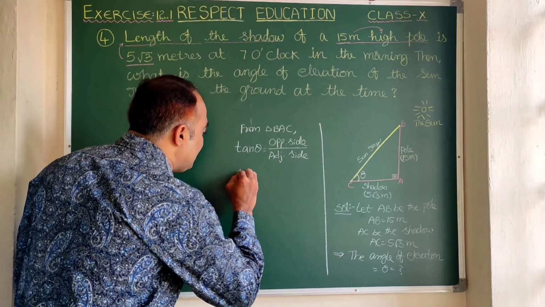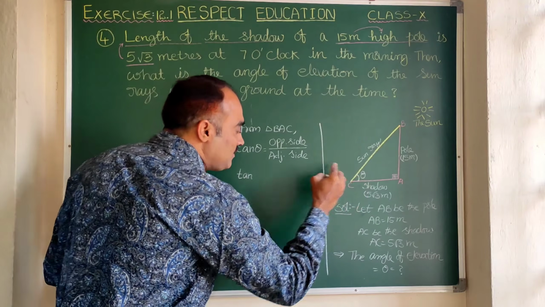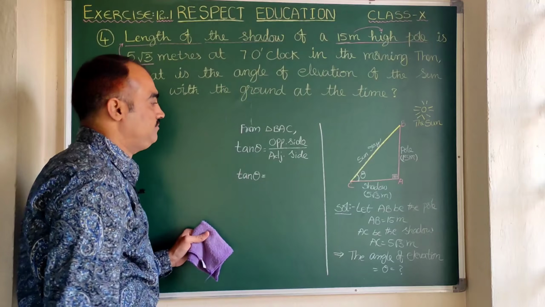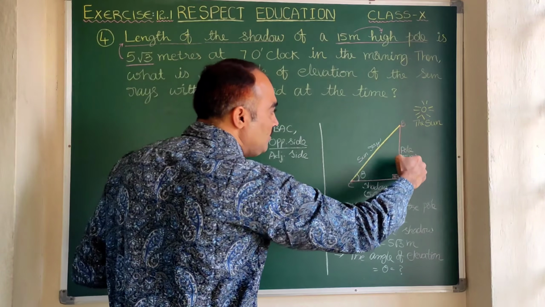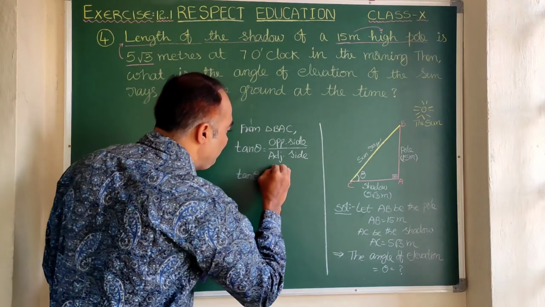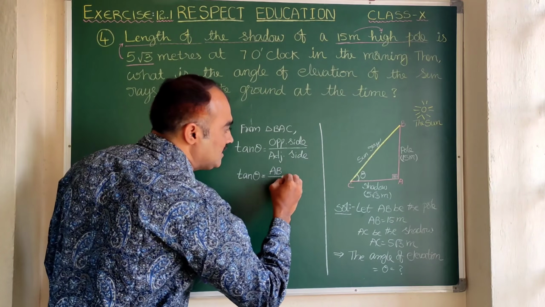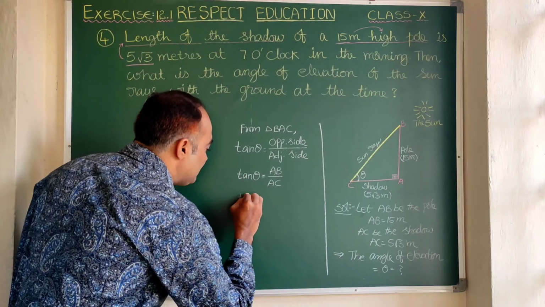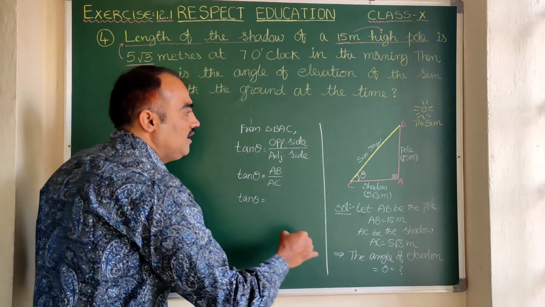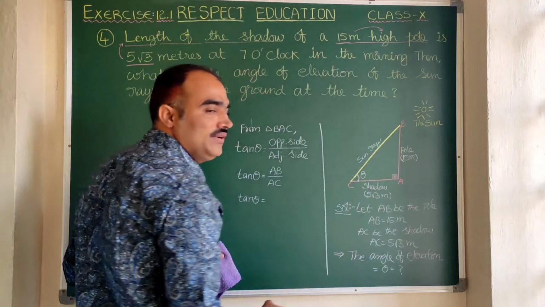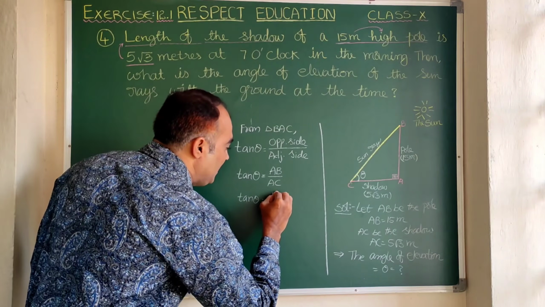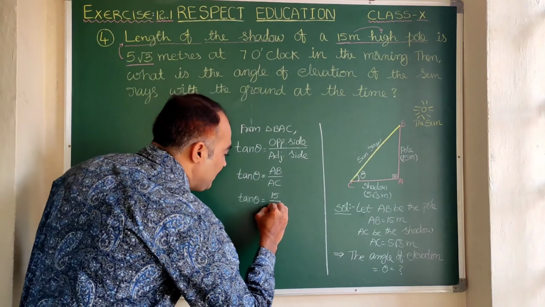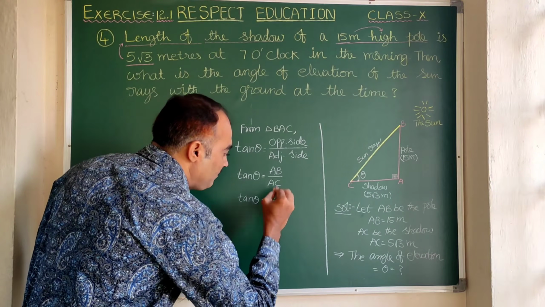Now here let us write tan in place of theta. Theta only can be written because that value is not given. We need to find it. Now opposite side is AB. For theta, AB is the opposite side and AC is the adjacent side. Now here let us write tan theta as it is. Here what is the value of AB? 15 meters. So we can write 15 by what is the value of AC? 5 root 3. It is 5 root 3.